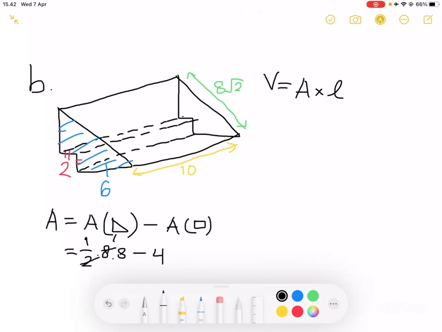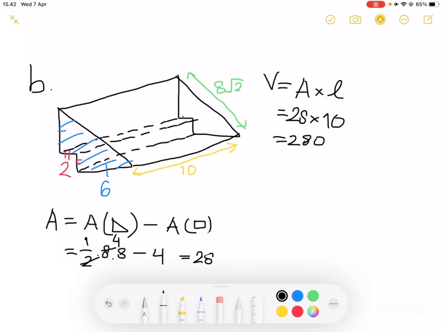And calculating this, you'll get 28. So the area will be 28 times the extension length, which will be 10. So that will be 280 units cubed.